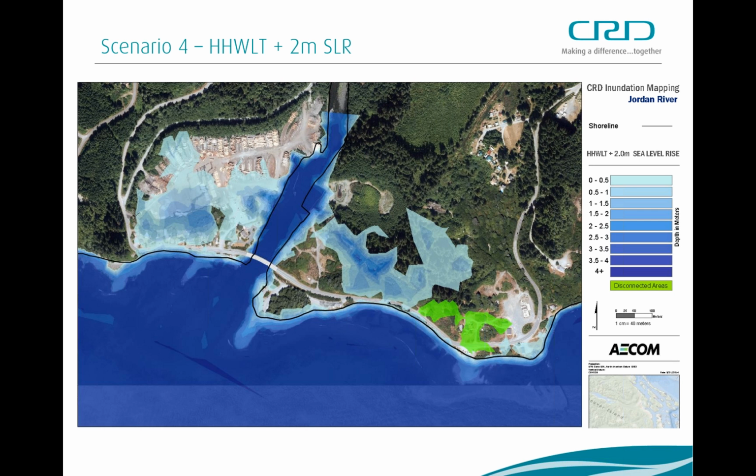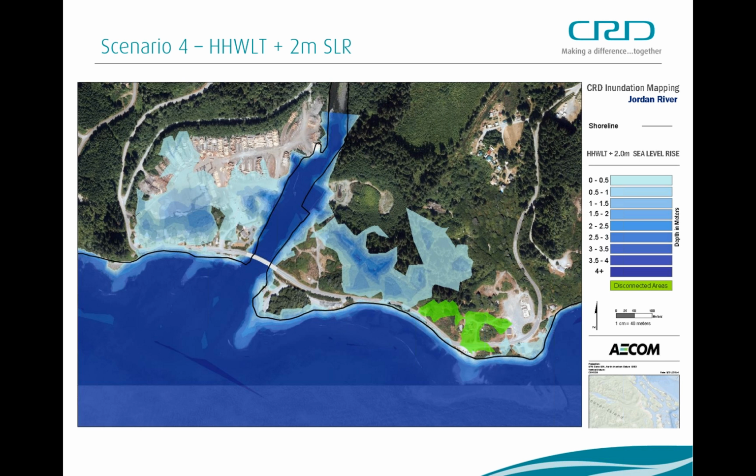So the focus area, which I'm just going to show the example of, is a little settlement called Jordan River. It's on the west coast of Vancouver Island, located approximately 70 kilometers west of Victoria. So this is within the Juan de Fuca electoral area, and it's an area that the CRD itself has land use authority over. So our first scenario was this higher high water large tide with 1.5 meters sea level rise.